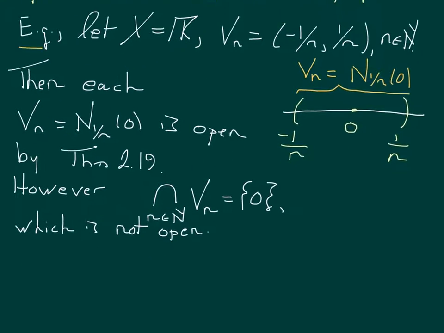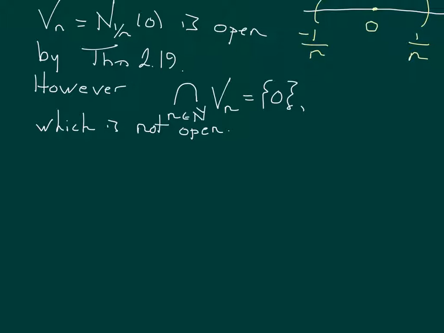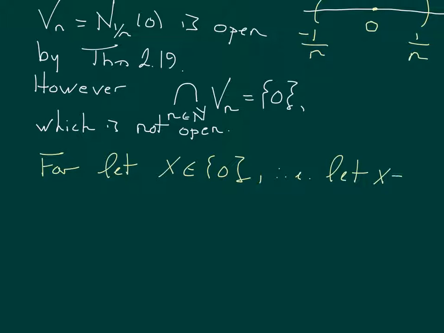All right, so to see that, what will we do? Well, let x be a point in our set here. In other words, let x equal 0, and if this singleton set here were open, then we would be able to find an epsilon neighborhood about x contained in the singleton set {0}.